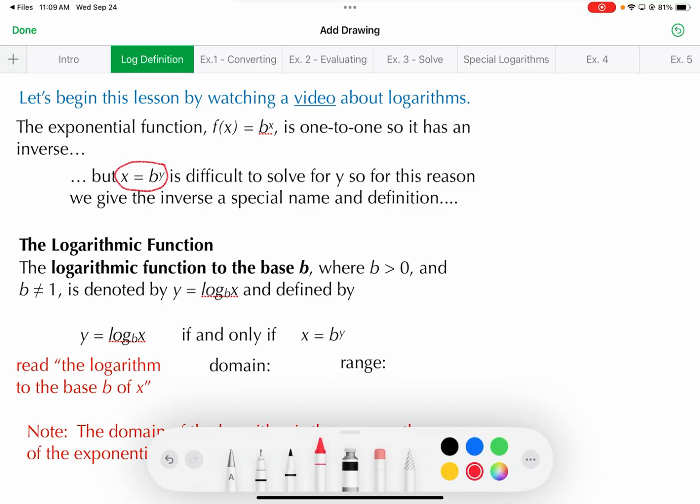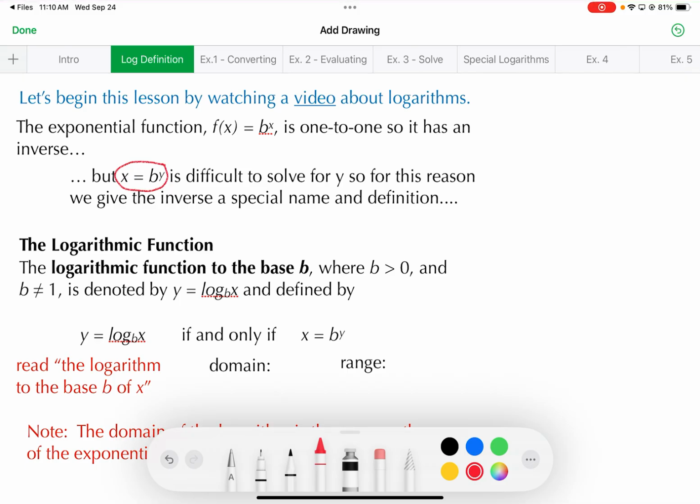We always want our equation solved for y, right? We think of y as the dependent variable and x is the independent variable. Well, currently, we have that opposite. We have x is independent, y is dependent. So when y is up there as an exponent, how do we solve for y? Well, that's where a logarithm comes into play.